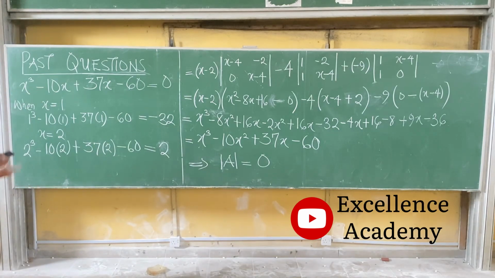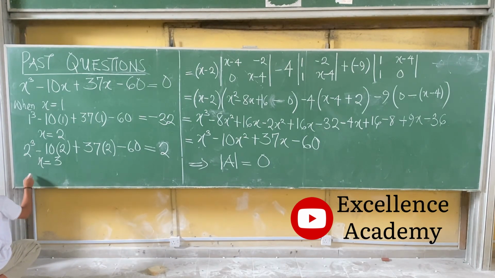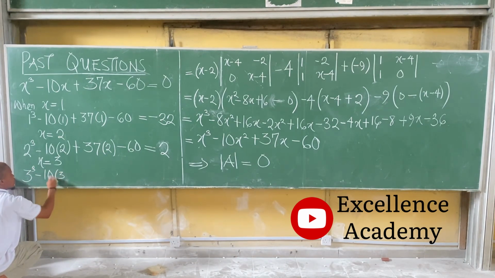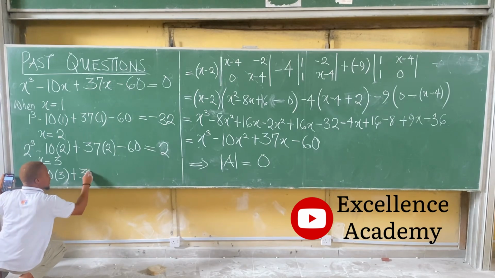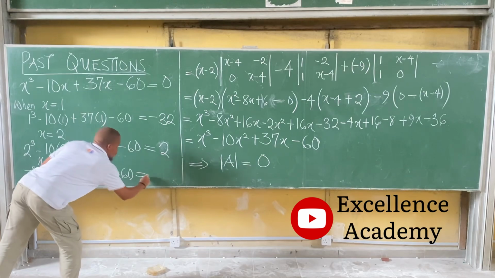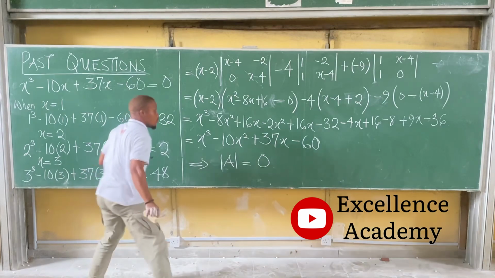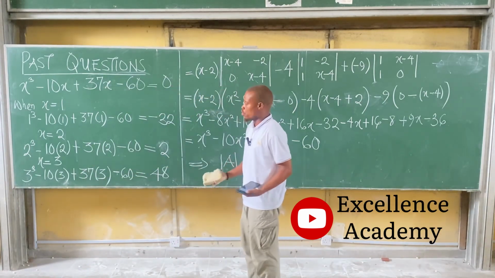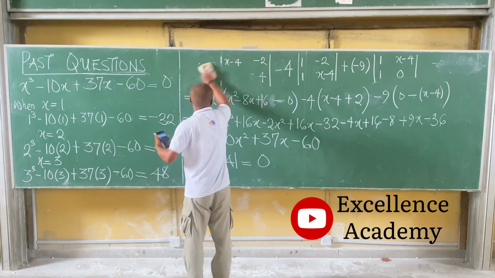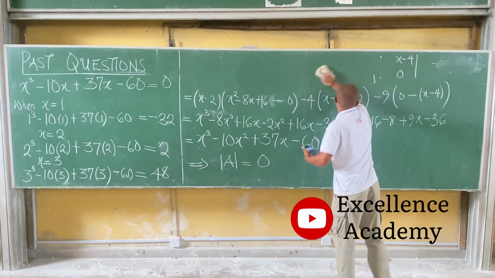We go over to our next term. x equal 3. So what do I have there? 3 raised to power 3 minus 10 times 3 plus 37 times 3 minus 60. And this gives us 48. Therefore, 3 is not a factor of the polynomial.